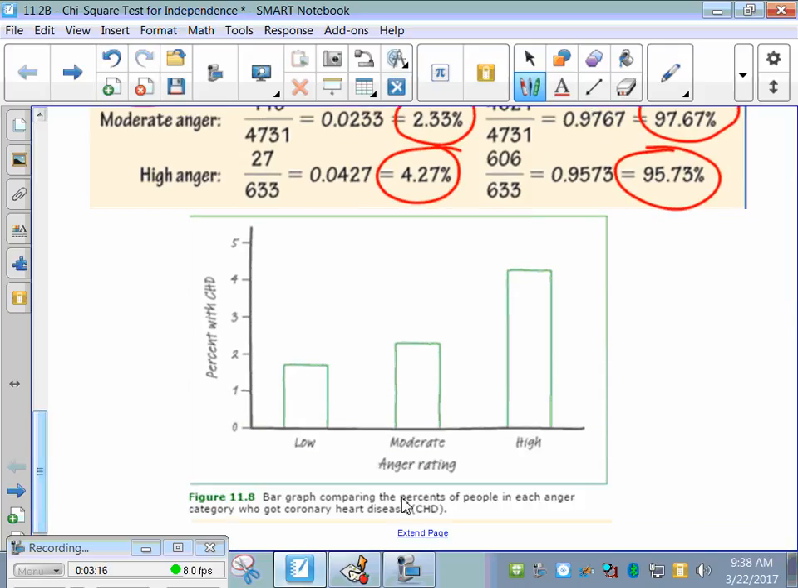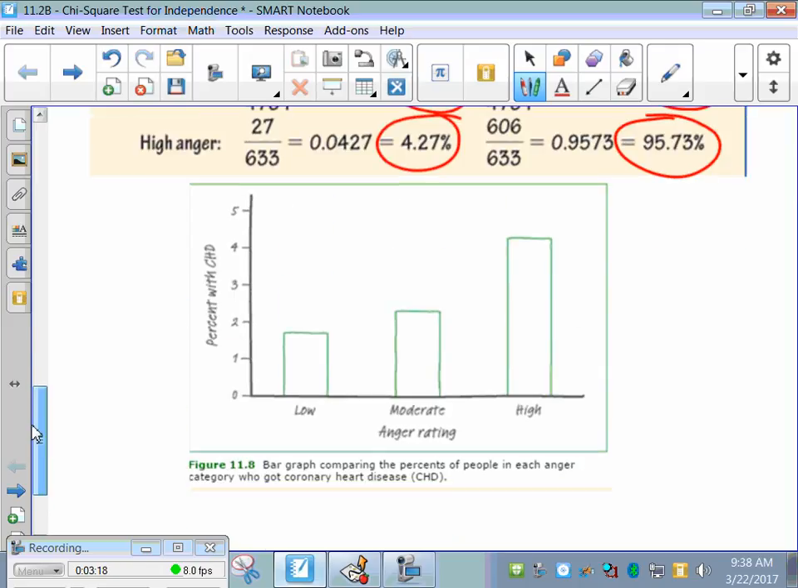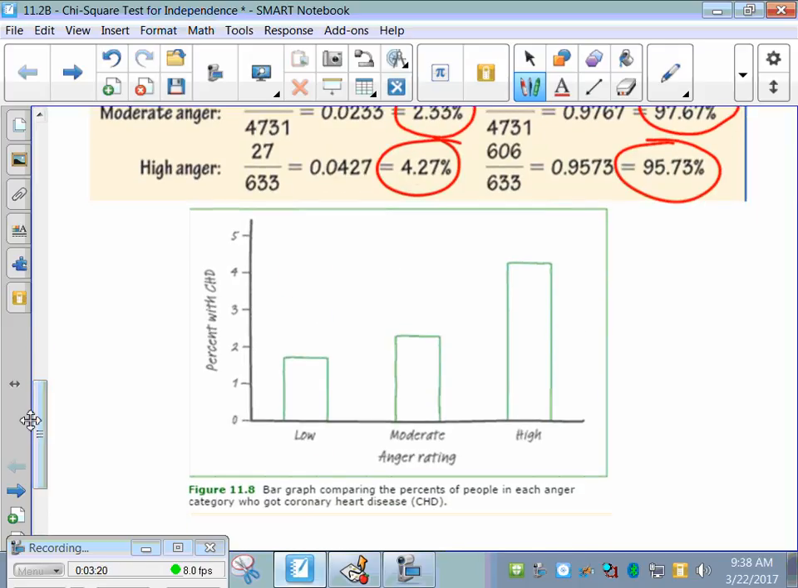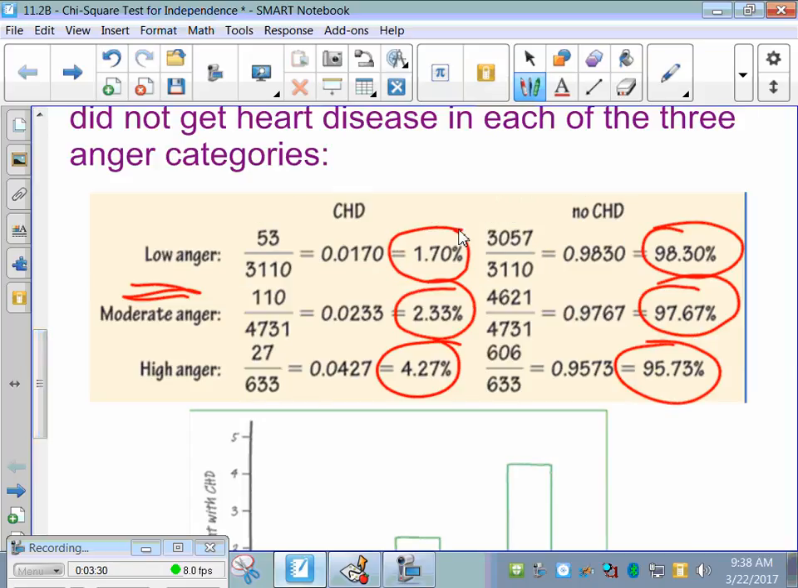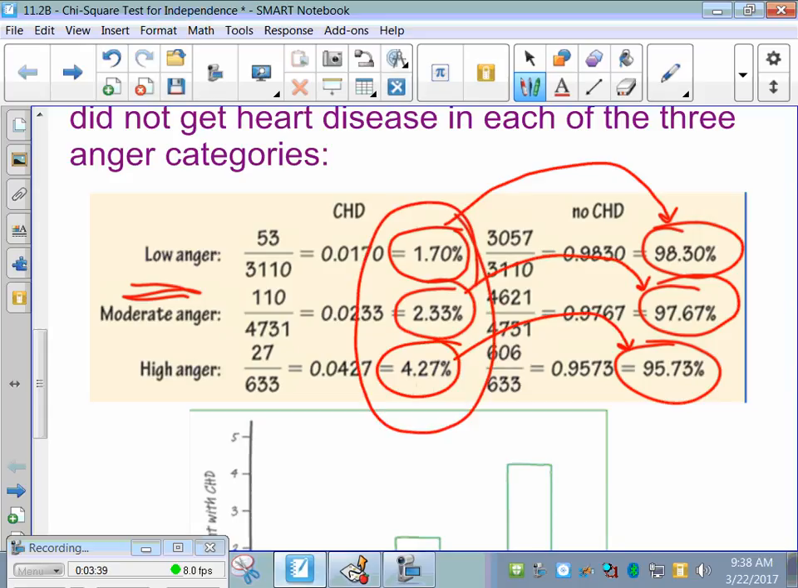And then you got to be able to make a graph. How come they only graphed the people who ended up with a heart disease problem? Like, why didn't they graph both? Do we really need to know this and this? What should these always add to? 1, right? So all we really needed to look at was whether or not they got a heart disease problem.